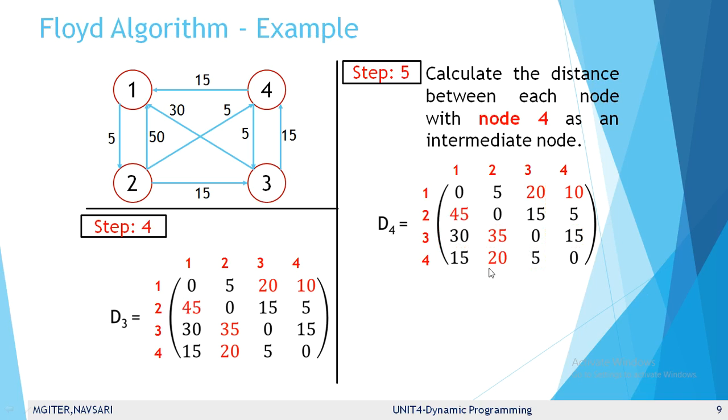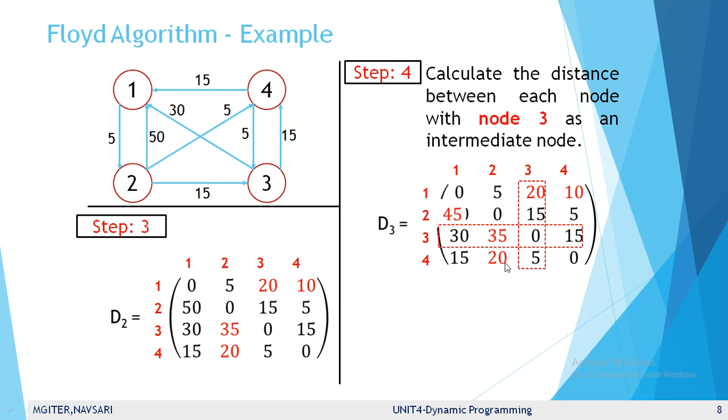Now 4 to 2. 4 to 2 is 20. But intermediate vertex 3 we check it. So 4 to 3 is 5 plus 3 to 2. 3 to 2 is 35. 5 plus 35 is 40. So 40 is greater than 20. So here no need to change.